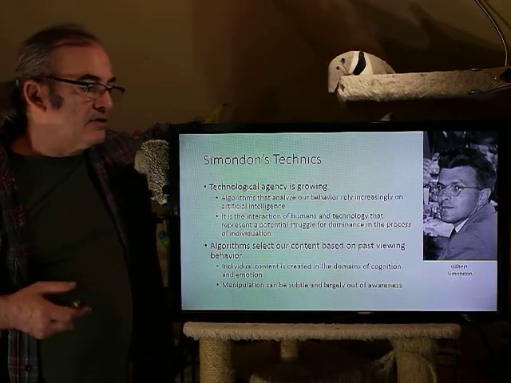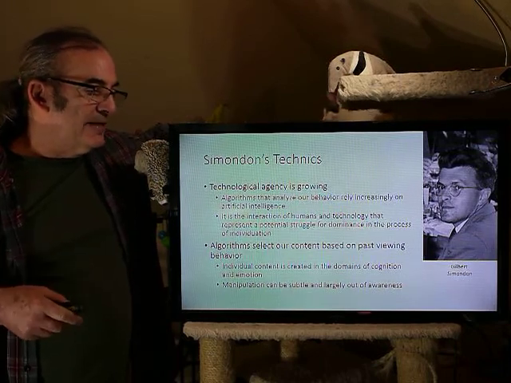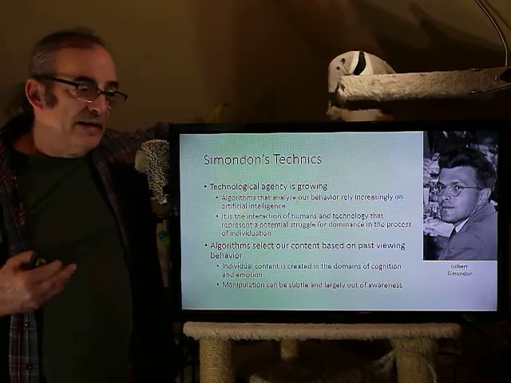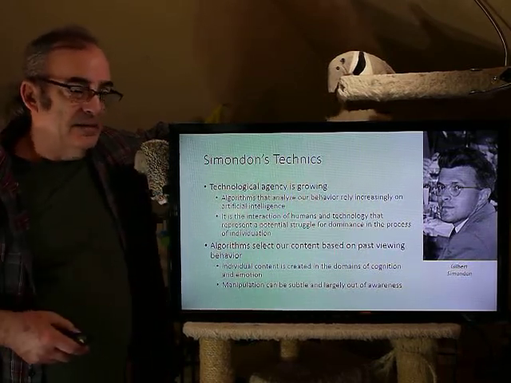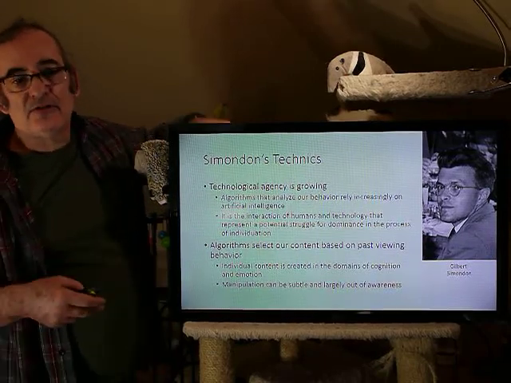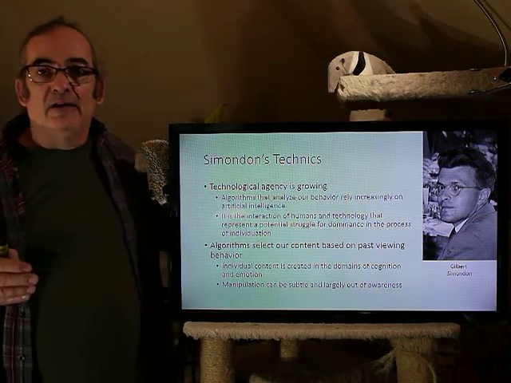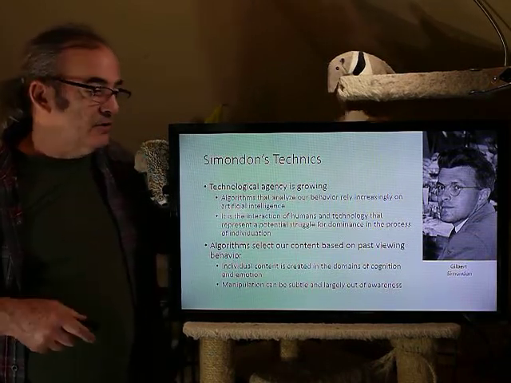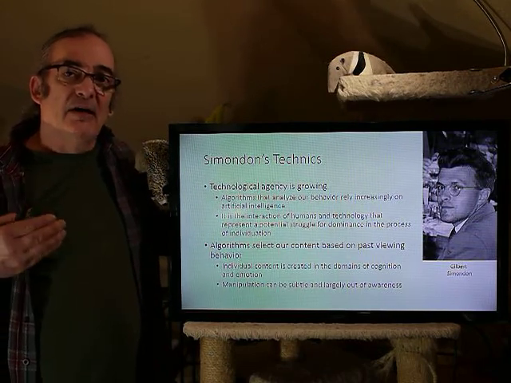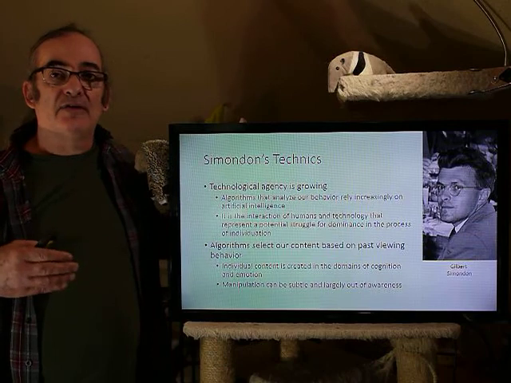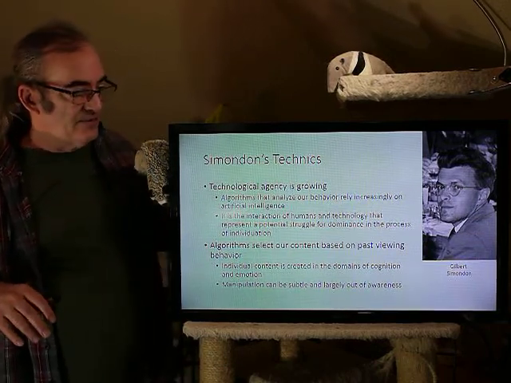Algorithms select content based on our past viewing behavior, and individual content is created for domains of cognition and emotion. So based on your feelings, and notice as the technology increases that your webcam on your computer can then detect facial expressions. What's presented to you could change on the fly based on your current emotional state, which could be a good or bad thing. But I don't know that I want others manipulating my content to shape my emotional state, which is something that's quite possible in the future.